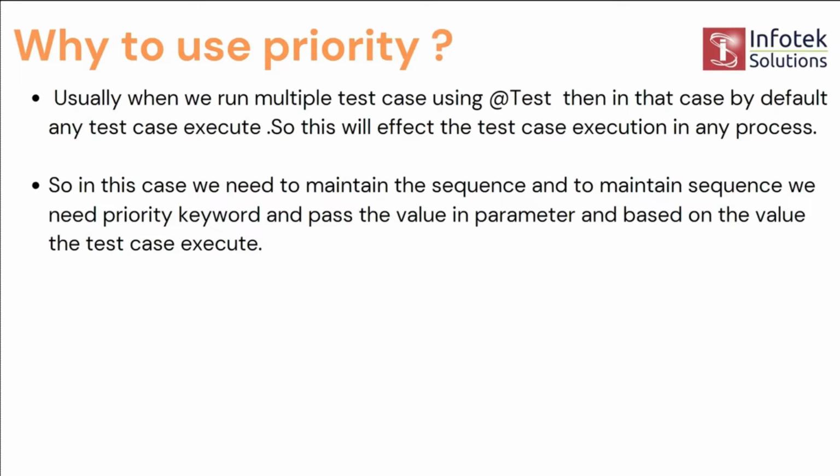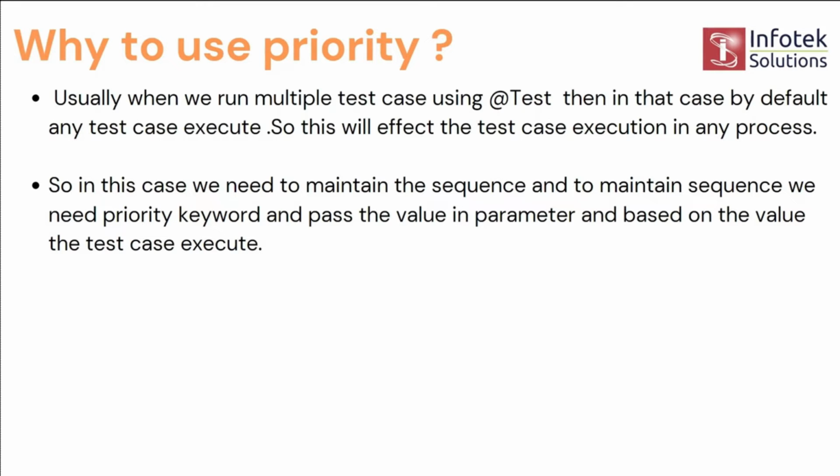Usually when we run multiple test cases using the test annotation, by default the test case executes. This will affect the test case execution in any process. So what happens if you have multiple test cases and you run them again and again using the test annotation? It just picks a random test case and executes it.